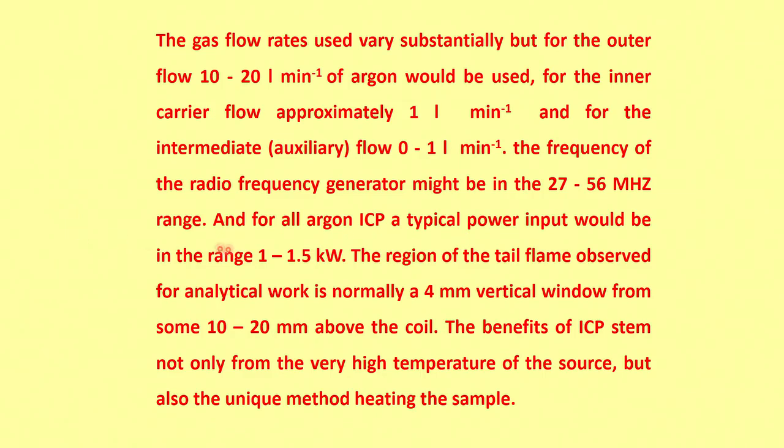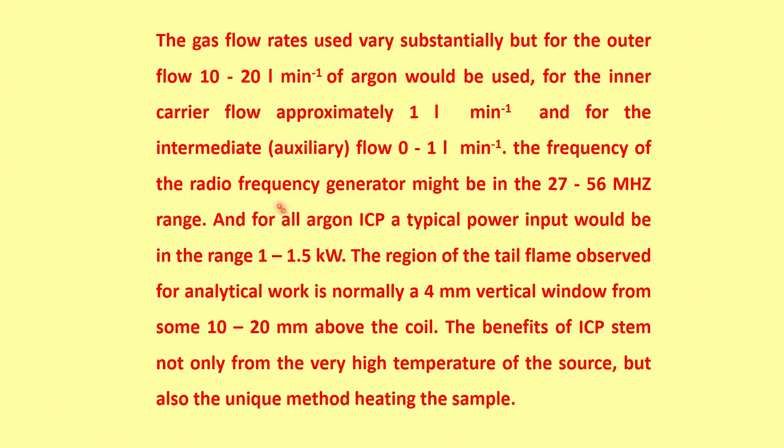The gas flow rates used vary substantially, but for the outer flow, 10 to 20 liters per minute of argon would be used. For example, the inner carrier flow should be approximately 1 liter per minute, which I had already mentioned, and for the intermediate or auxiliary flow, 0 to 1 liter per minute is also fine. The radio frequency of the generator might be in the 27 to 56 megahertz range. These are all technical details.